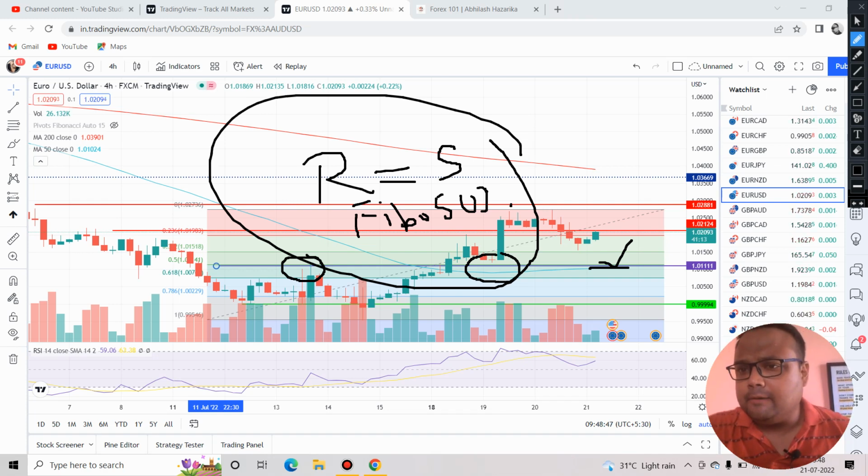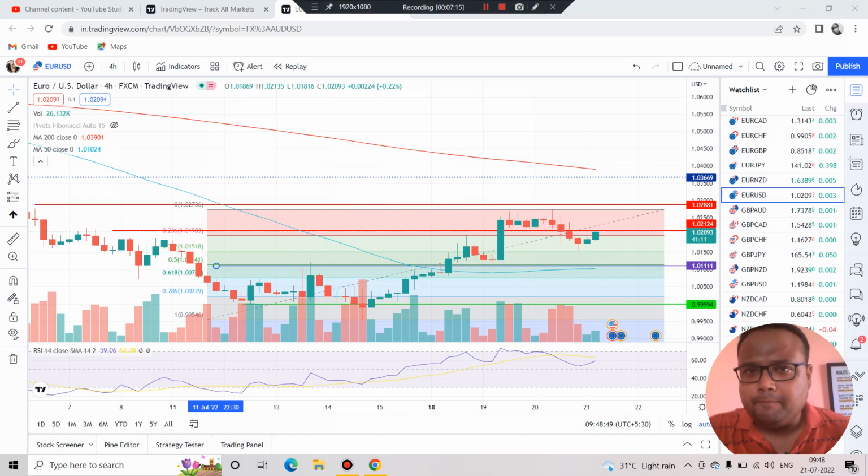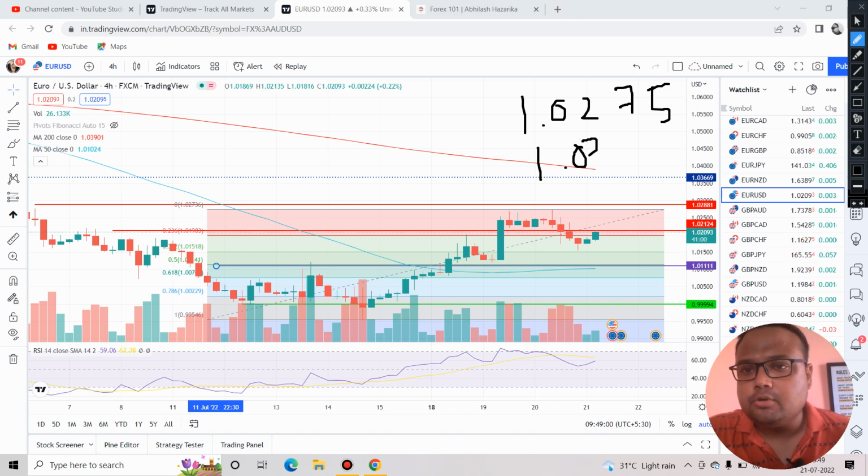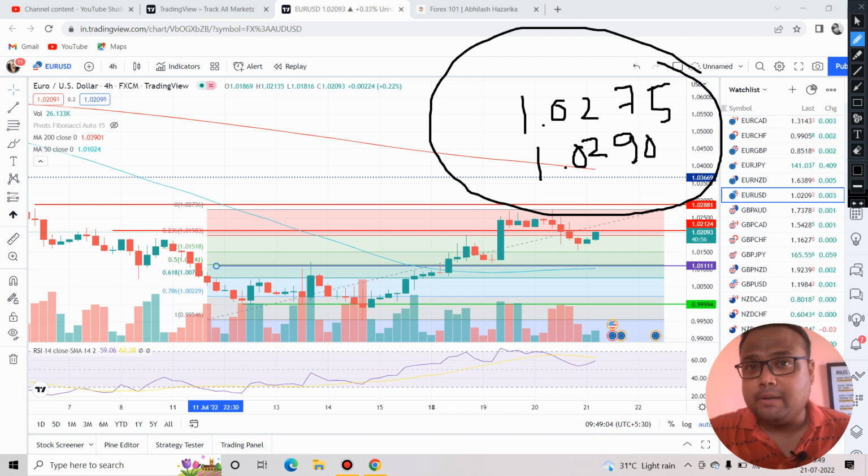And on the other hand, if market goes up sharply, then the next selling opportunity may come around 1.0275, 1.0290. This can be your next selling target. But keep in mind, if due to news there is heavy bullishness in the market, if market forms a big green candle, this level will not work. You must understand, during news, technicals lose the battle.